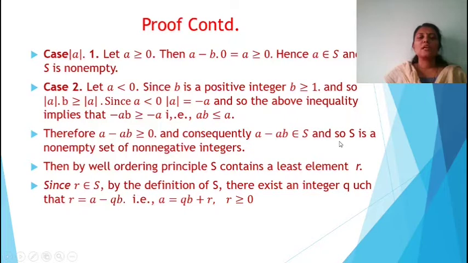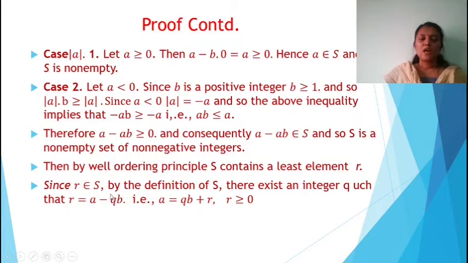So S is a non-empty set of non-negative integers. So we have two cases. First let a be greater than or equal to 0, then a is an element of S. Now consider a less than 0. There also a minus ab is an element of S. So S is a non-empty set of non-negative integers. Then by the well ordering principle, S contains a least element r.